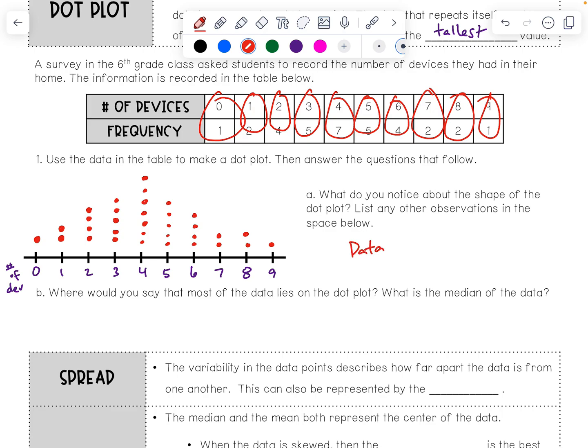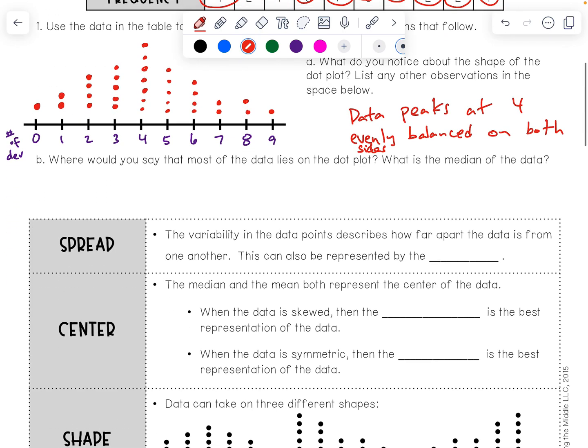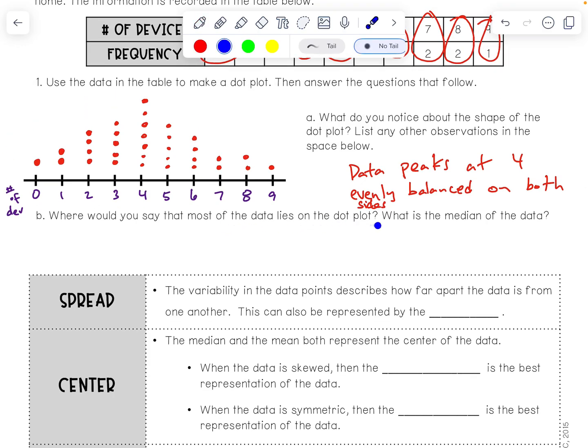Data peaks at 4 devices, and is evenly balanced on both sides. Where would you say that most of the data lies on the dot plot? What is the median of the data? I would say most of the data is in the middle at 4.